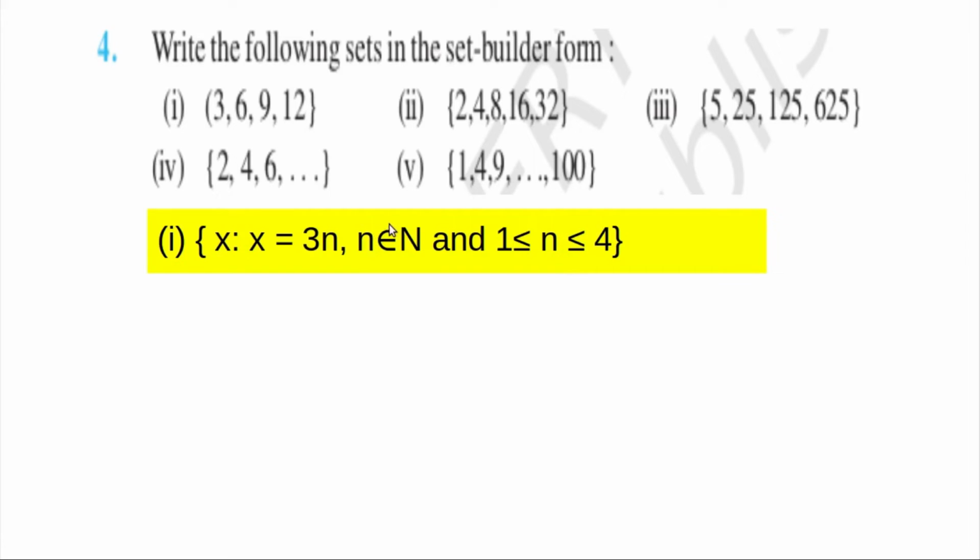If n equals 1, we get 3. If n equals 2, we get 6. If n equals 3, we get 9. If n equals 4, we get 12. Therefore, we can write it like this: set of all x such that x equals 3n, where n is a natural number and 1 less than or equal to n less than or equal to 4.